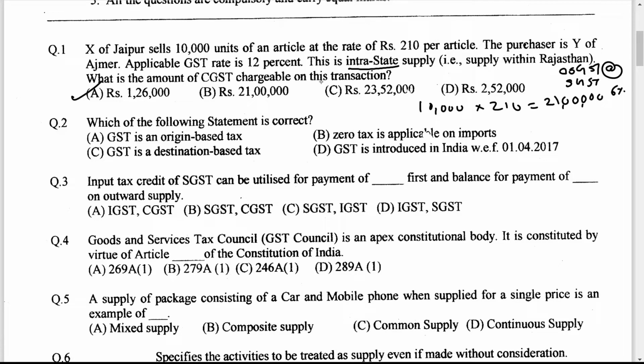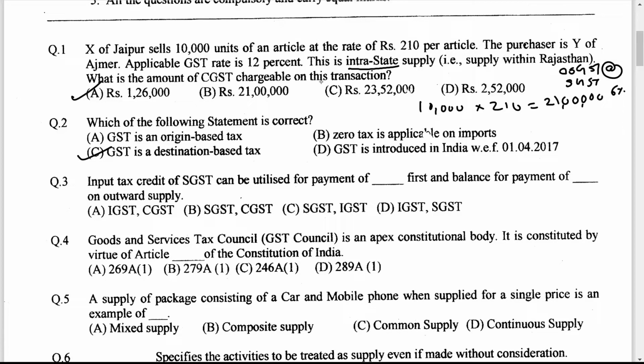Now next one, which of the following statements is correct? GST is an origin based tax, zero tax is applicable on imports, GST is a destination based tax, and GST was introduced in India with effect from 1st April 2017. Out of all these sentences, C is the correct one. GST is a destination based tax.